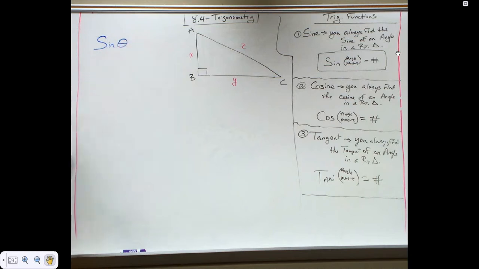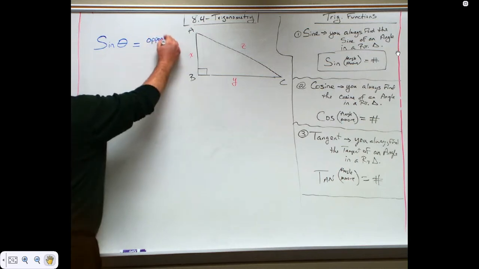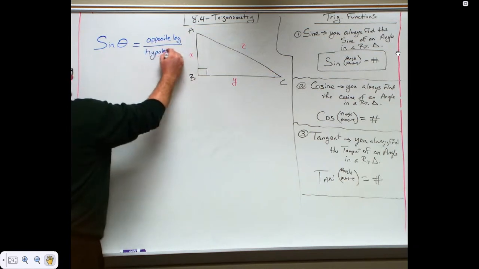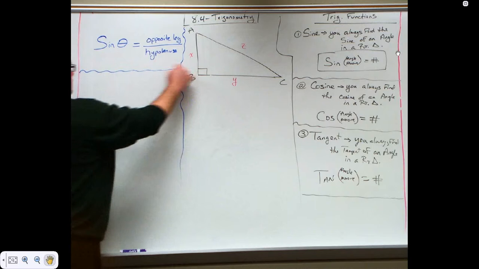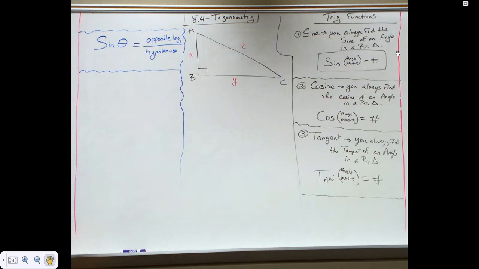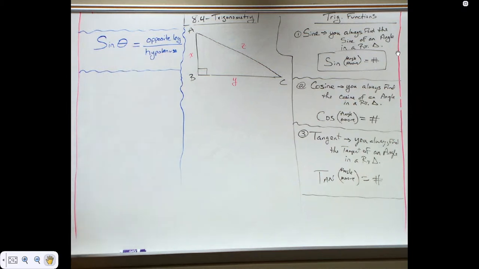Now, you might know what that means. Sine of theta. Okay? They'll use theta to represent a measure of an angle. So it's sine of what? Some angle. Your rule for sine is always equal to opposite leg over the hypotenuse. That's what sine is always equal to. And what am I talking about? Sine of some angle is always equal to, with respect to that angle, the measure of the opposite leg over the hypotenuse.